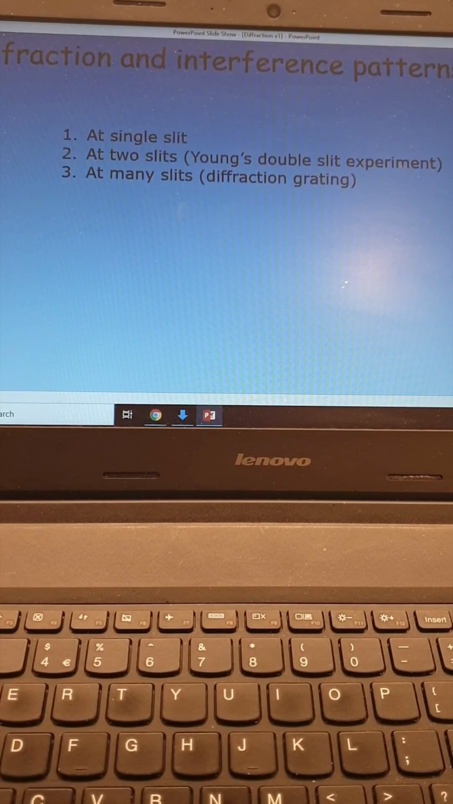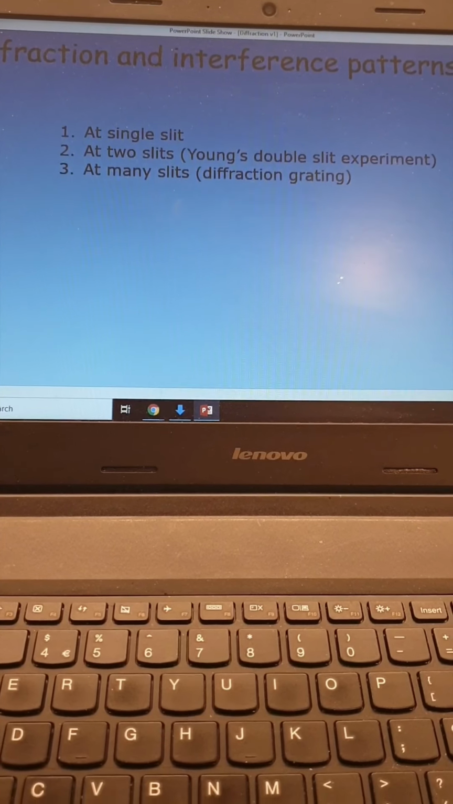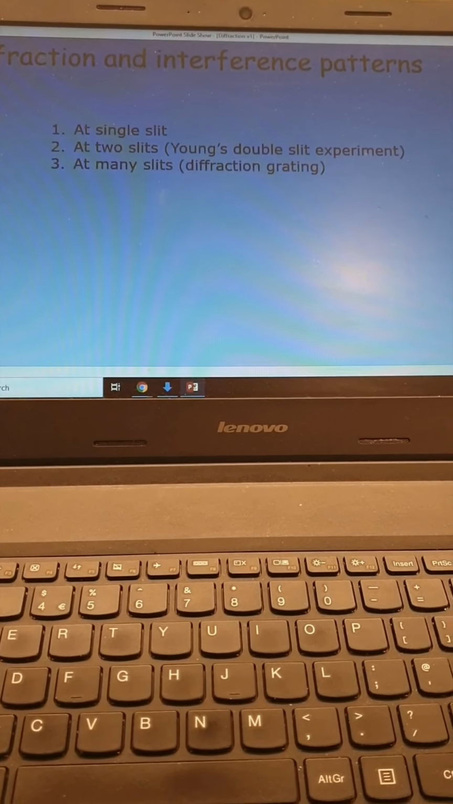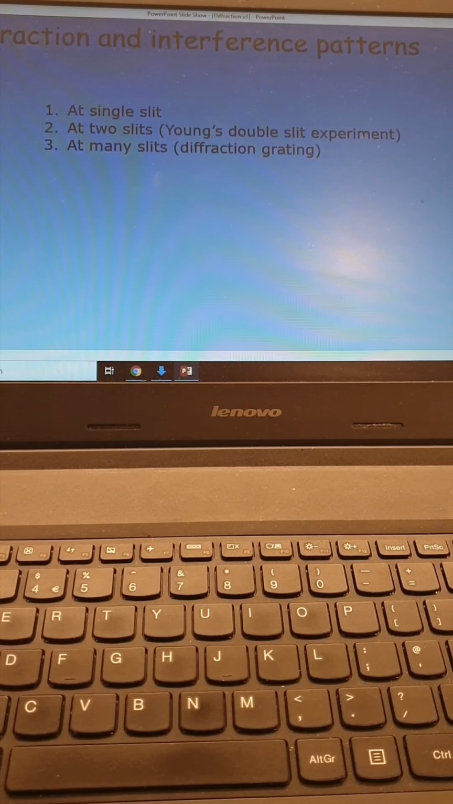Now there are three scenarios that we want to look at. Diffraction happening at a single slit, diffraction happening at two slits, that's the Young's double slit experiment, and diffraction happening at many slits, and that's the diffraction grating. So diffraction is the spreading out of a wave, and interference is the pattern that's formed from two or more waves that are superposing. Hence we get bright and dark places where we get constructive and destructive interference.